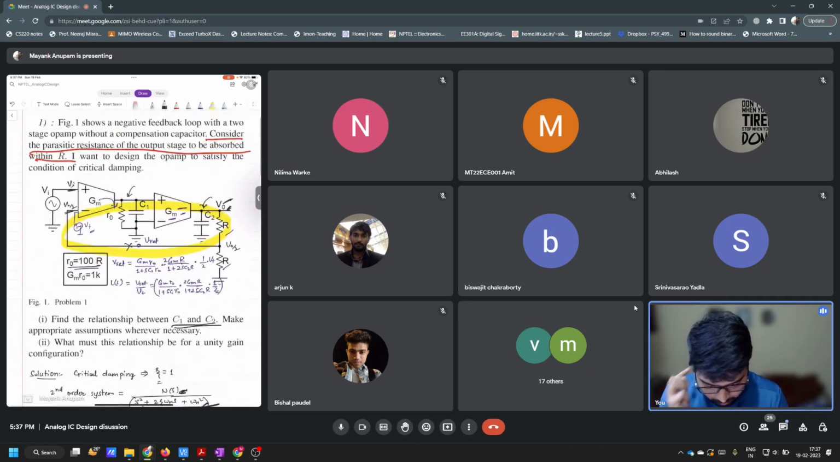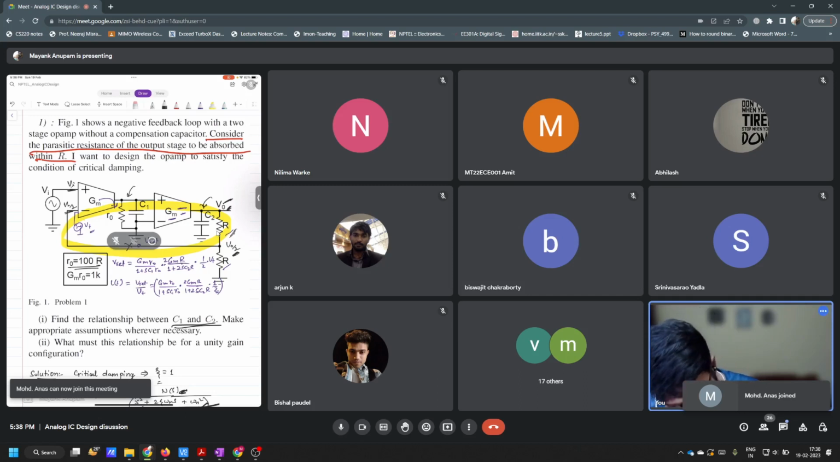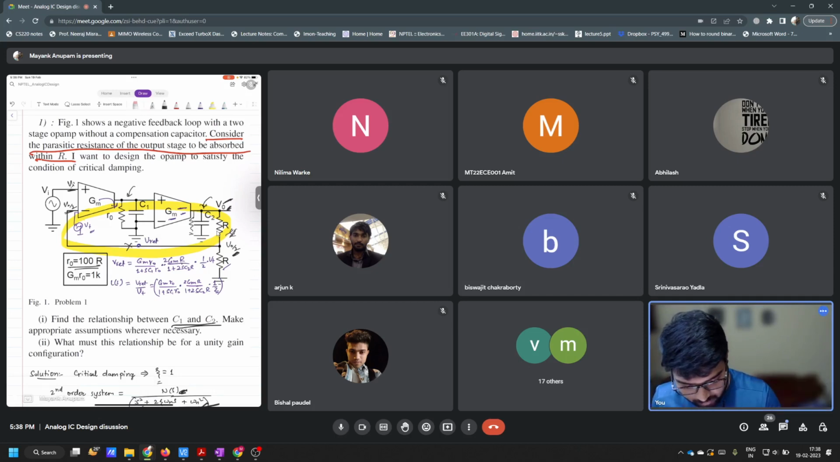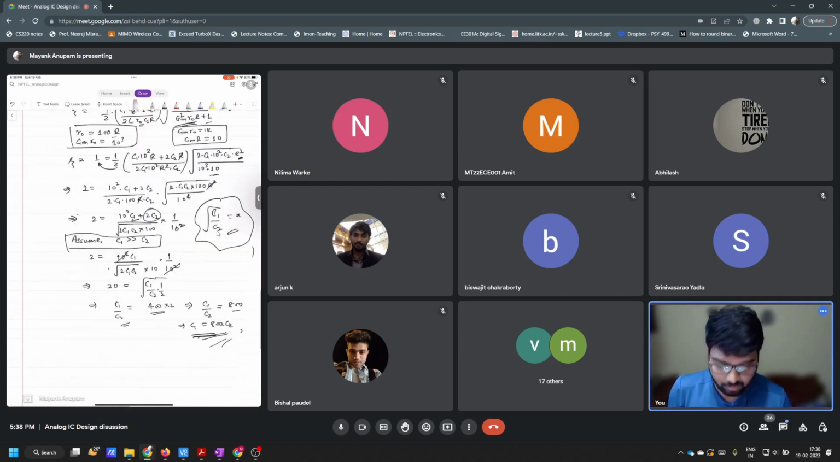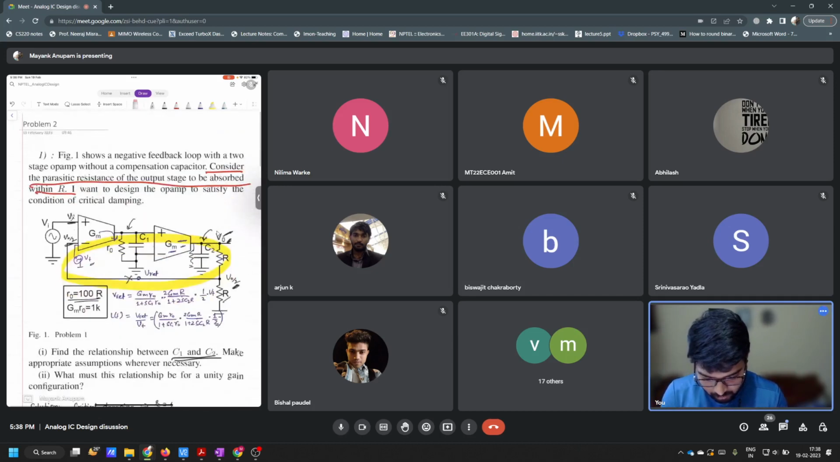Now the second part is, what must this relationship be for unity gain configuration? So in unity gain configuration, you just assume that this feedback, this R and V0 by 2, is not there. It will be simply V0 again here. You just have to assume that the resistor R is here like this, and this is directly shorted here for the second part, and this will be solved in the same manner that we solved this question. Okay, so any doubt here? Did you understand what we did?